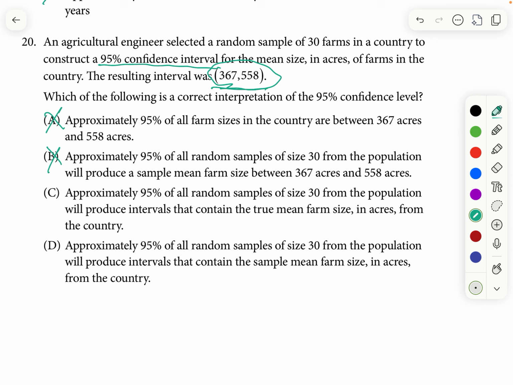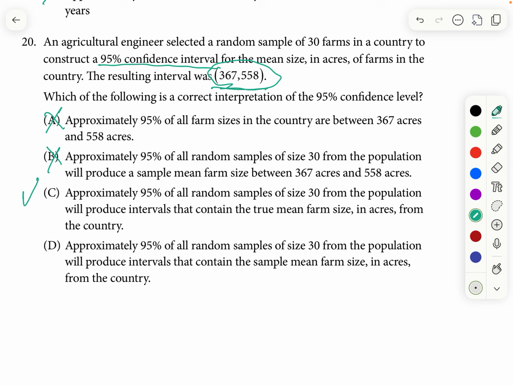Part C, approximately 95% of all random samples of size 30 from the population will produce intervals that contain the true mean farm size in acres from the country. Well, that's the correct interpretation of the confidence interval, right? We think of confidence intervals as like a net, and to have a 95% confidence interval means that 95% of these nets will contain the true thing that you're estimating.